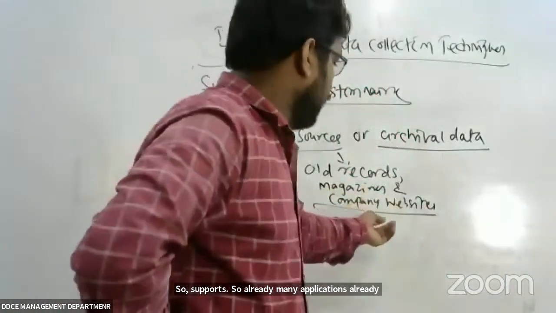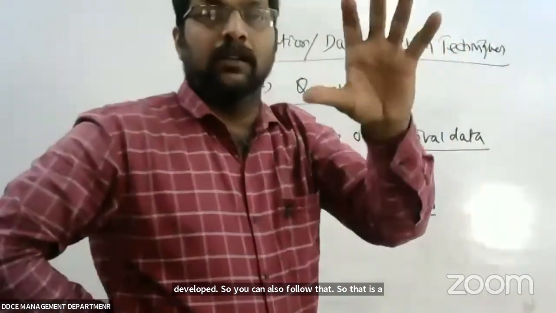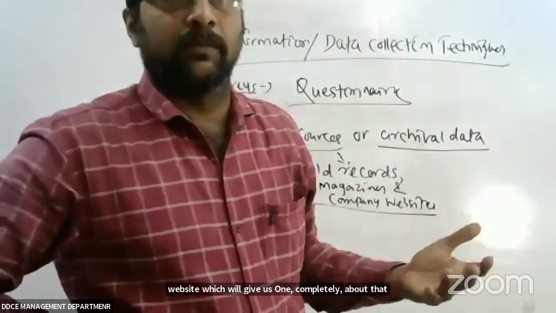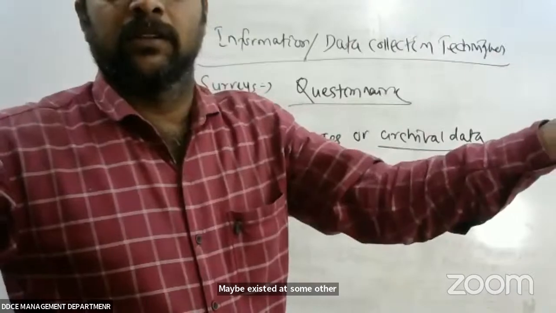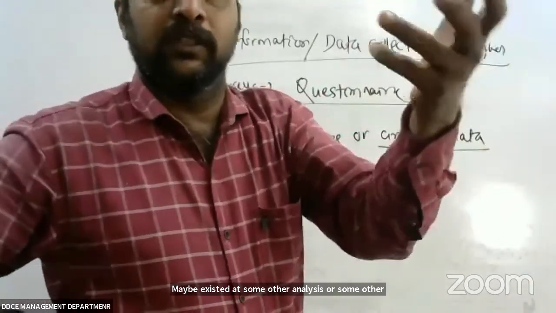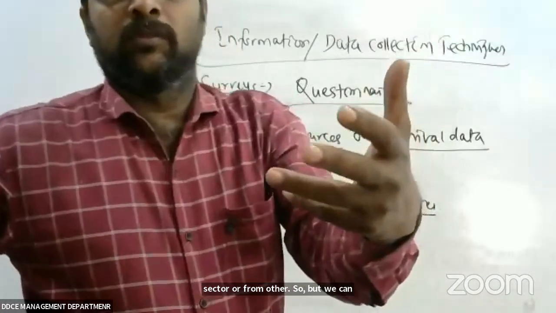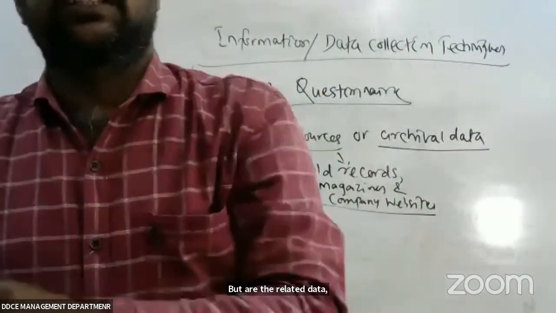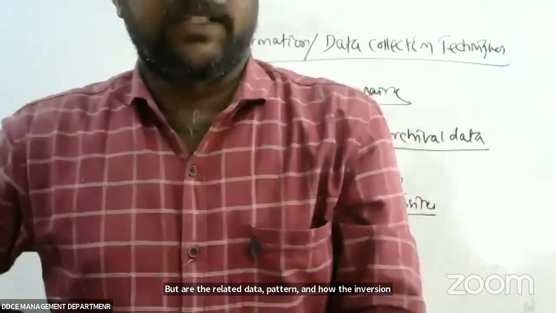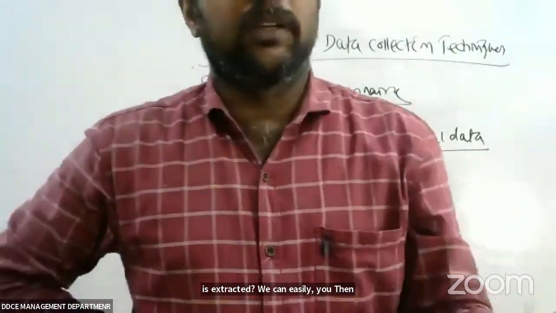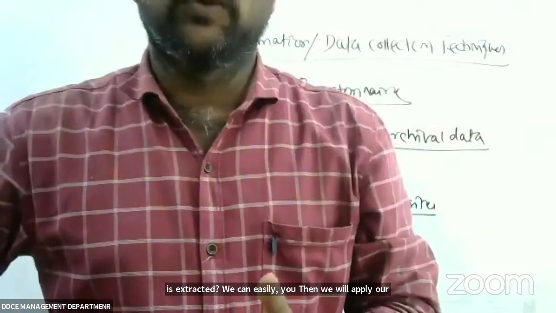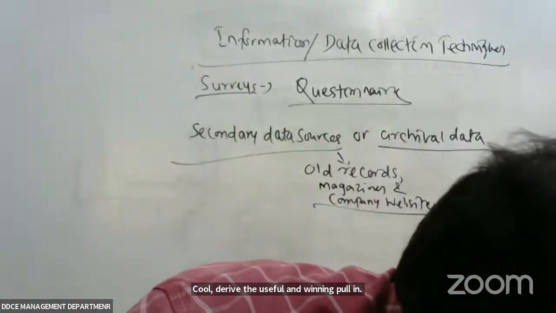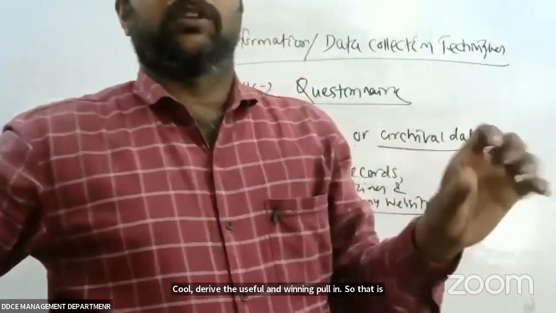Websites can give us complete information about a system that may exist in some other place, sector or domain. We can easily know the related data categories and how the information is extracted, and easily evaluate it. Then we apply our computing technology to derive useful and meaningful information. That is why secondary data sources, the data sources, are the most important part.